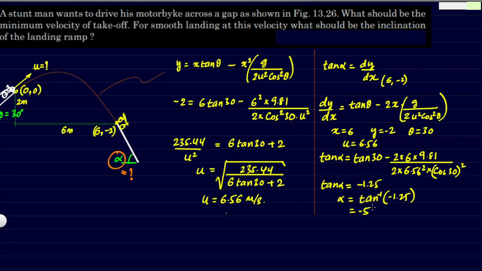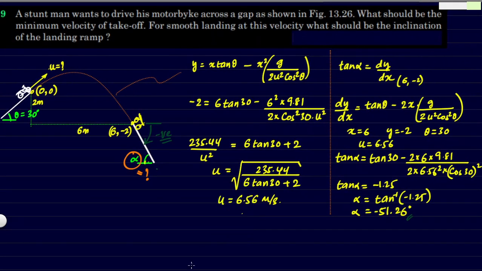So minus 51.26 degrees. Why minus? Minus is because if you see it from this particular direction, the angle is in the downward direction, and that's why we are getting a negative value. So this is the angle at which we need to build the other platform so that our bike is going to land smoothly without any shock.